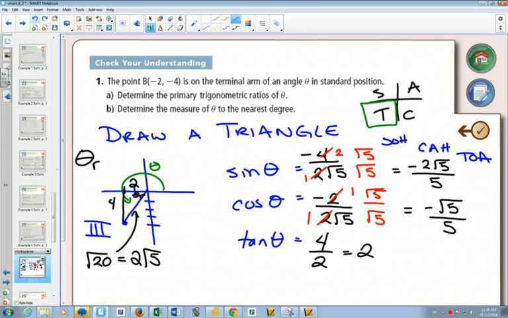I always check in the end, did they rule? Do I have sine and cos negative because it's in quadrant 3, and tan positive because it's in quadrant 3? Yes, Alvaro.